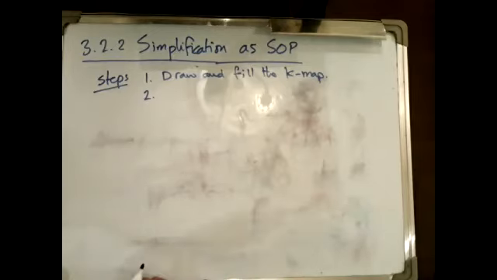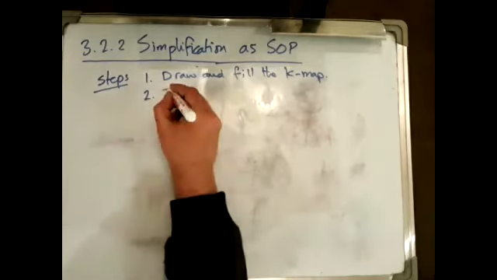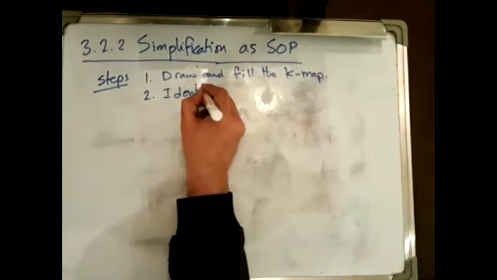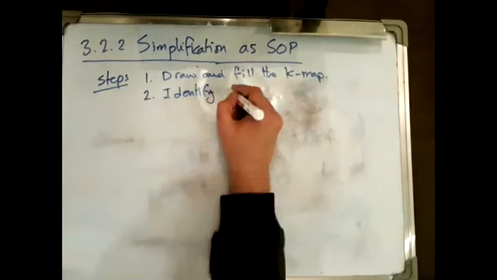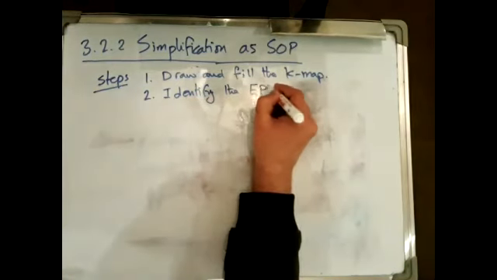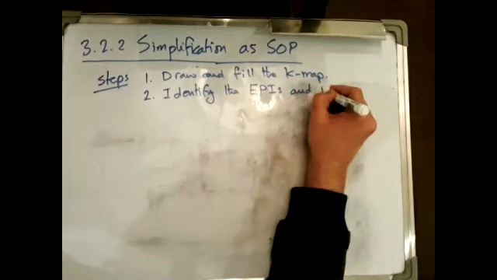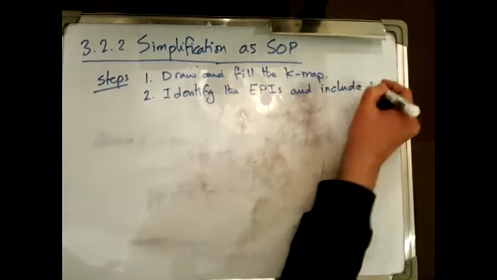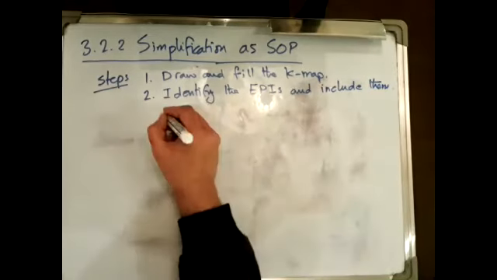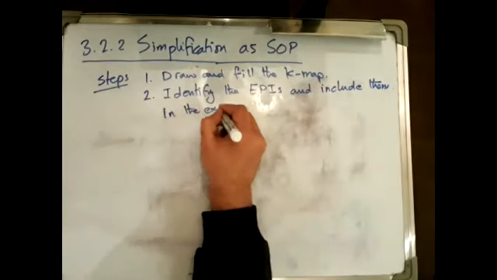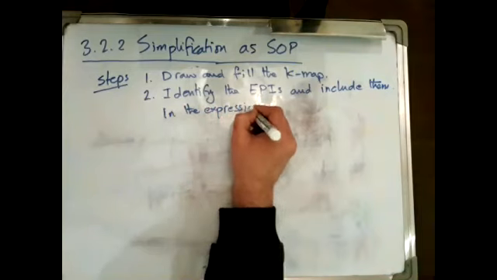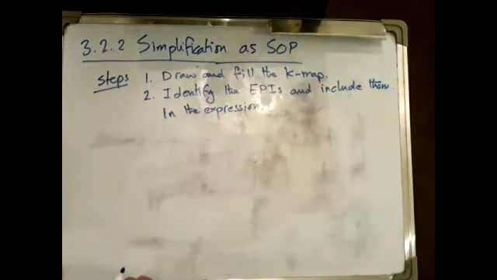Identify the essential prime implicants, the EPIs, and include them in the expression. We already saw that if you have essential prime implicants, then they have to be part of your expression because you need to cover all the ones. And to do that, you need to include the essential prime implicants.